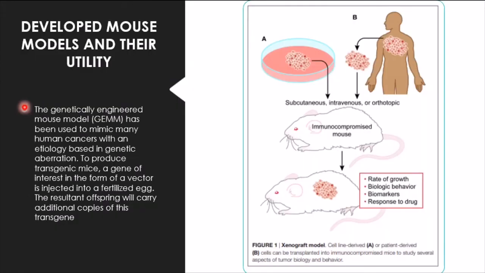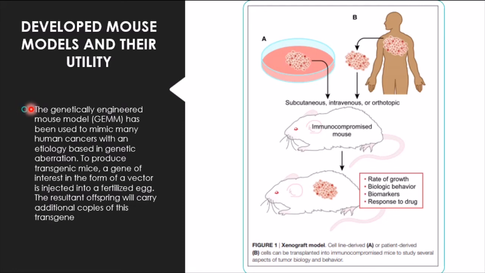Developing mouse models and their utility. The genetically engineered mouse model has been used to mimic many human cancers with an etiology based in genetic aberration. To produce transgenic mice, a gene of interest in the form of a vector is injected into the fertilized egg. The resultant offspring will carry additional copies of this transgene.